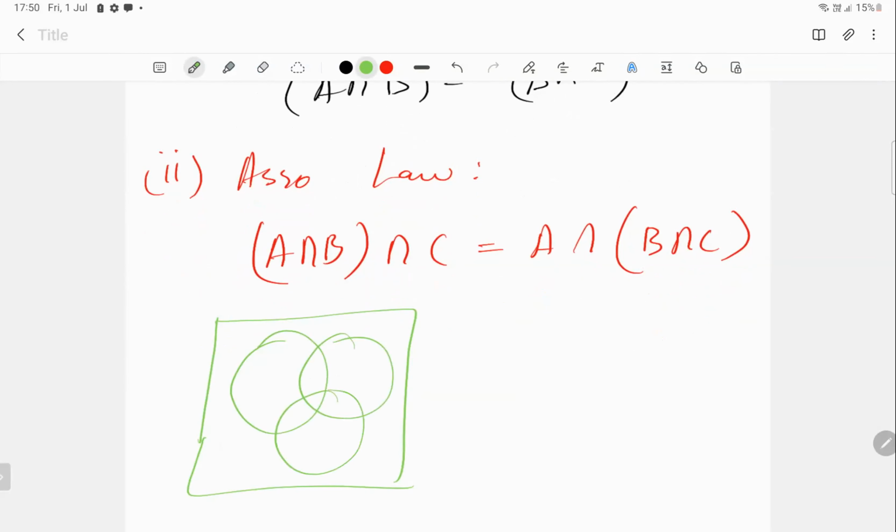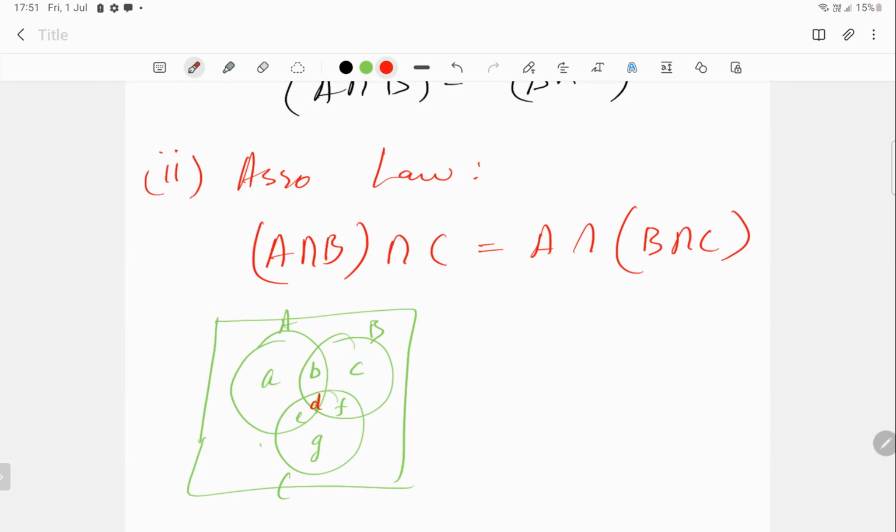Okay, fine. Now let's write down the elements: A, B, C, D, E, F, G. These are the elements in these sets. So, what is A intersection B intersection C? This is A, this is B, and this is C. Which part is common, and which element is there in all three? Only D. Only D is right, Sunshine. Only D is the common part.